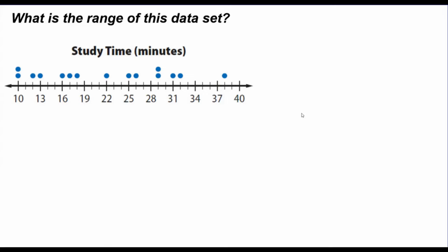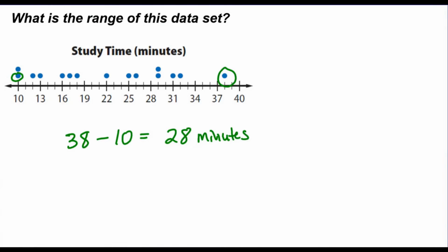So in this dot plot, we have different study times in minutes that were recorded, and we want to find the range of our data set. It's pretty easy to find the range. We simply find the maximum value here, which was 38 minutes of study time, and the minimum, one of these guys right here, there's 2 of them that were 10, and we find the distance between those 2. So we would say the range of values here is 28 minutes, meaning there's 28 minutes difference between the shortest study time and the longest study time.